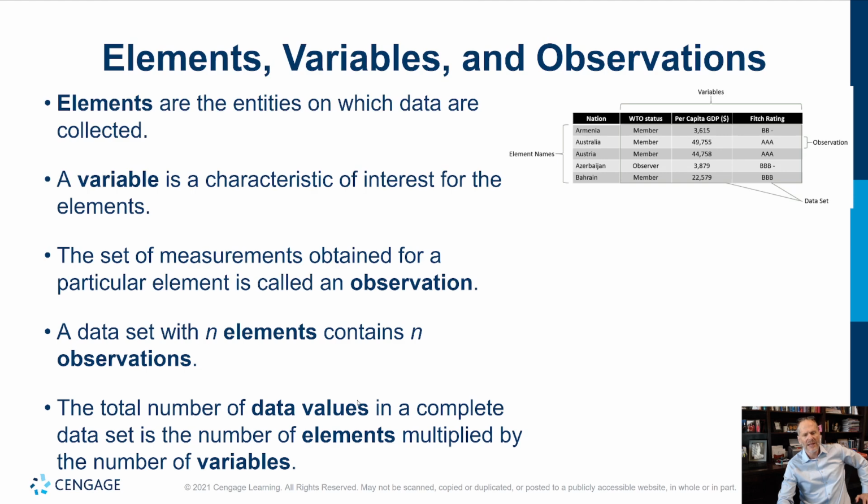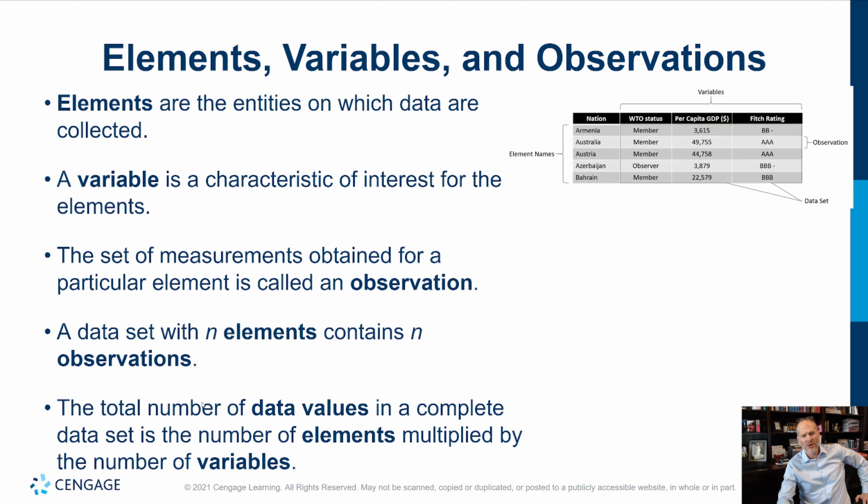And the total number of data values in a complete data set is the number of elements multiplied by the number of variables. And so here are our elements, 5, and we have 3 variables. So 3 times 5 is 15, and that's the number of data values that we have. We have 1, 2, 3, 4, 5, 6, 7, 8, 9, 10, 11, 12, 13, 14, 15.